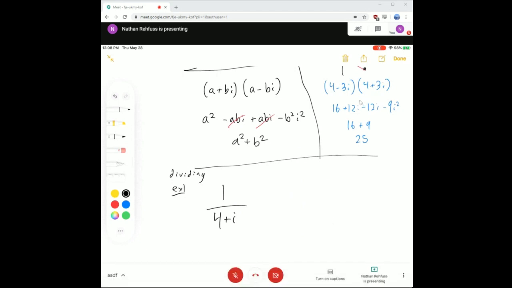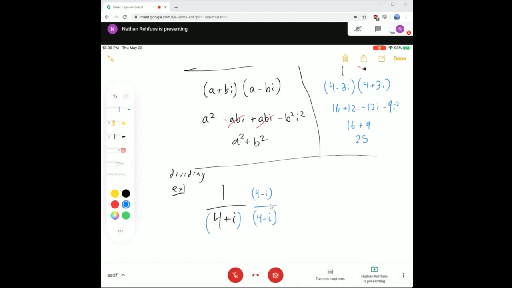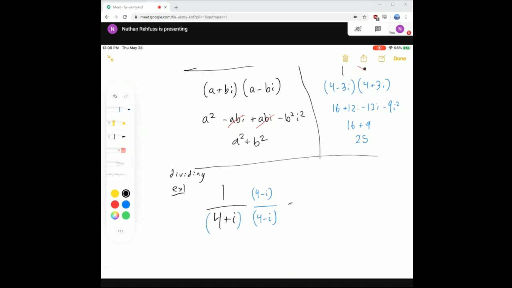What I'm going to do is use a trick: multiply by the complex conjugate. So I'm going to multiply the top and bottom by 4 minus i. Since I multiplied the top and the bottom, these cancel out. They don't change the value. But what's going to happen is now the numerator is 1 times 4 minus i. That's 4 minus i.